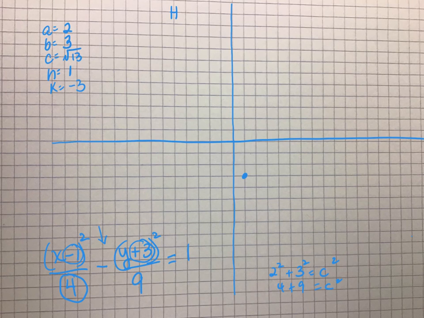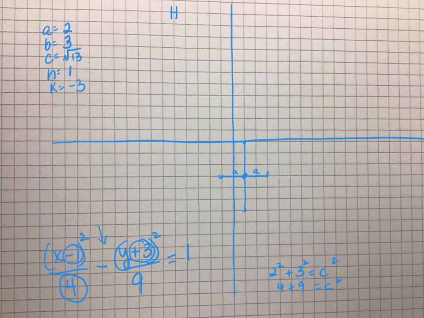So if this is horizontal, we're going to go out A to the right and A to the left. I didn't do that right, so I did it again. You go right 2 and left 2 for your A. Since it's horizontal, the A is the one that connects the hyperbolas. And your B is going to go up 3 and down 3. Everybody see that?